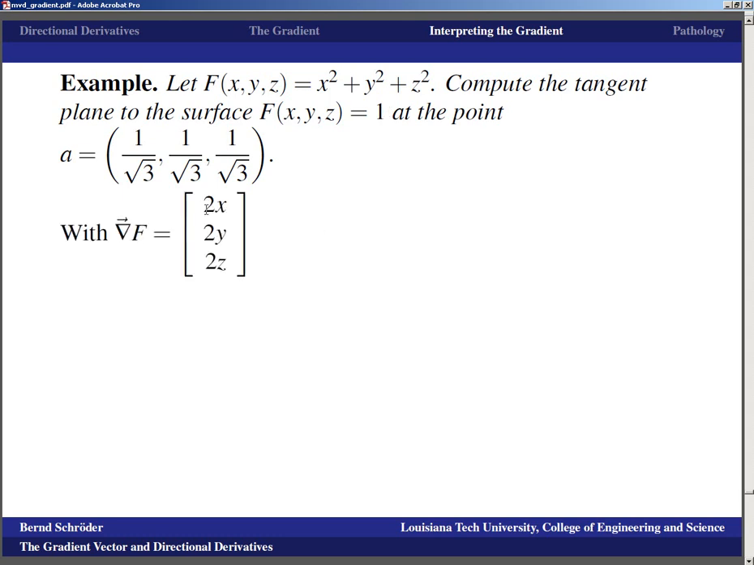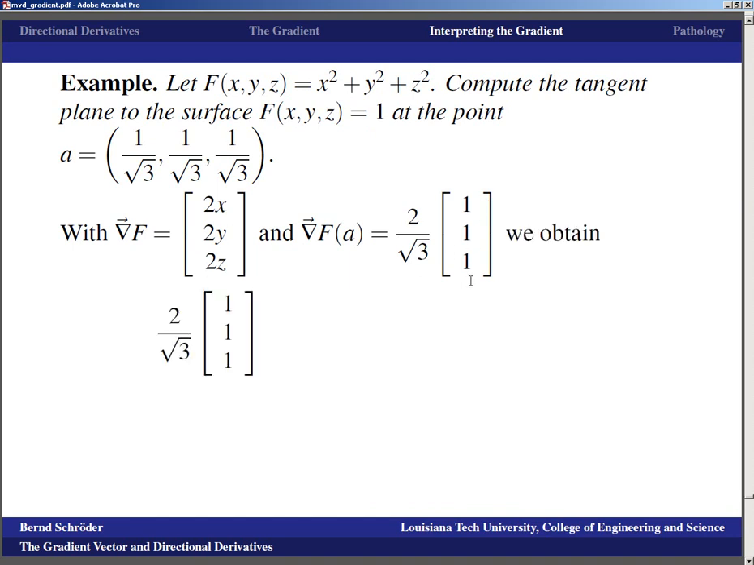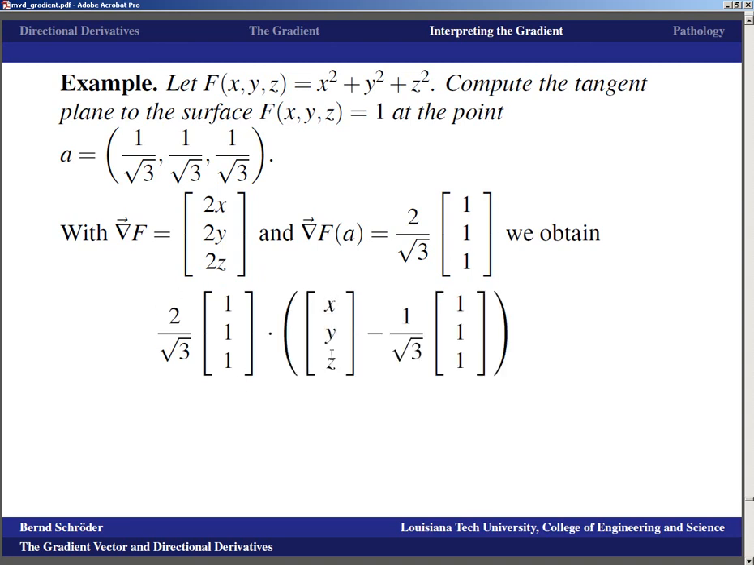Well, basically, I take the gradient, and the gradient is 2x, 2y, 2z. And at that point, it'll be 2 over root 3, 2 over root 3, 2 over root 3. So I get 2 over root 3 times 1, 1, 1. We obtain gradient dot point on the plane, x, y, z, minus 1 over root 3 times 1, 1, 1, which is the point A, equals 0. And that is the tangent plane. So the computation is straightforward.